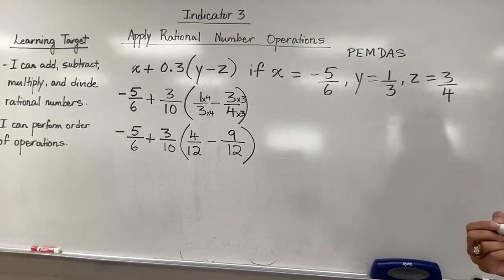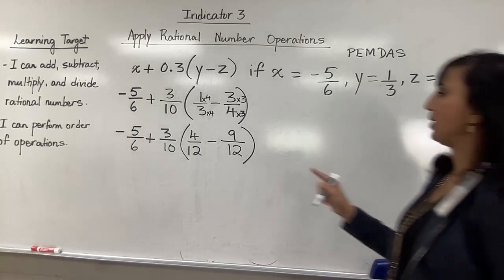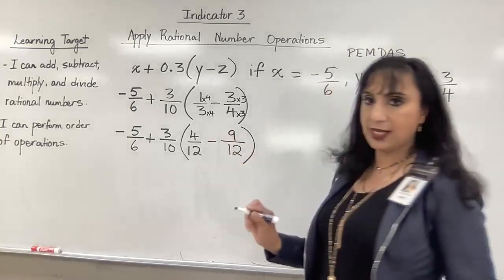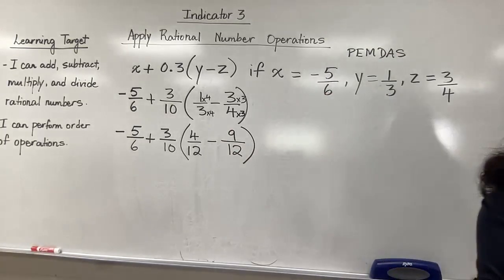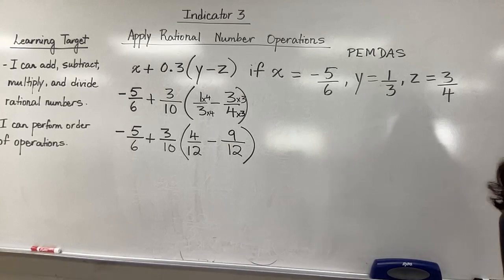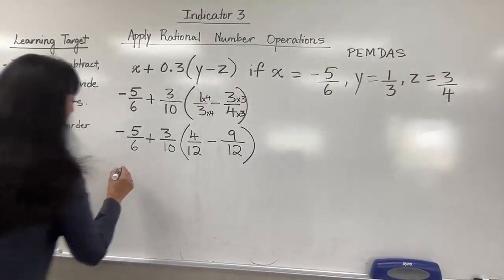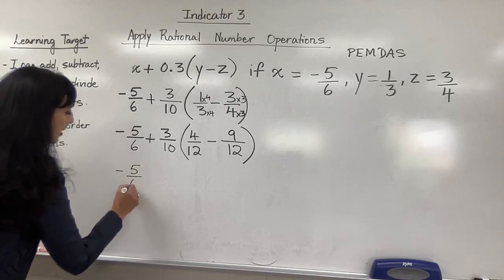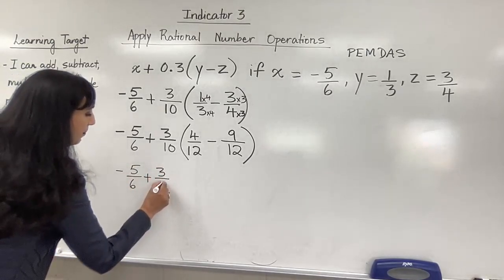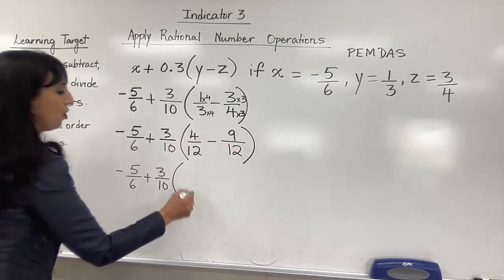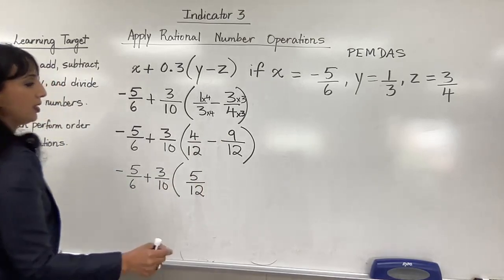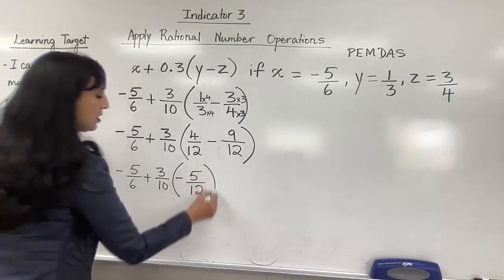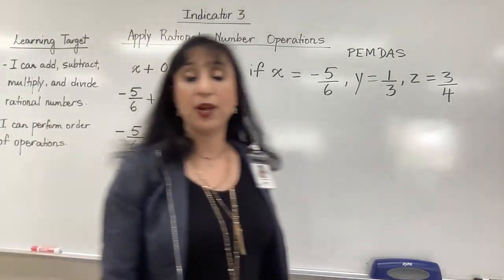And since they are the same denominator, now I can add or subtract. So I am basically adding the opposite. Because they are different signs, I'm just going to do 9 minus 4, and I am going to get 5. So let's write the next step. Negative 5/6 plus 3/10 times 9 minus 4 is 5 over 12, and the sign in front of this number is minus. So this is my parentheses part solved.